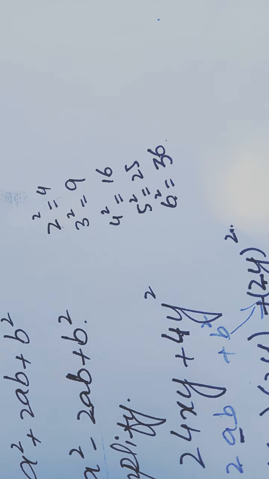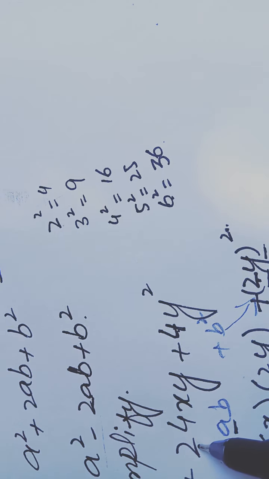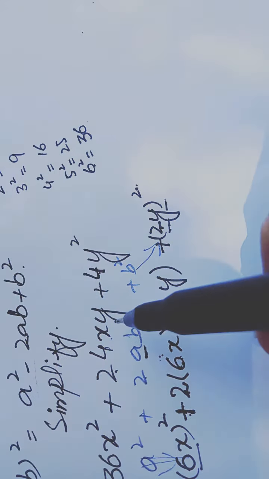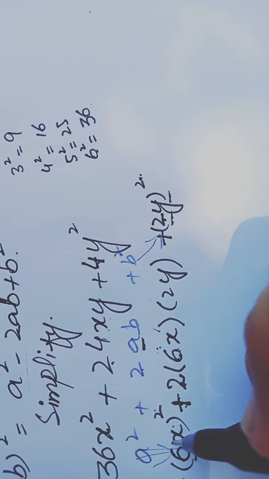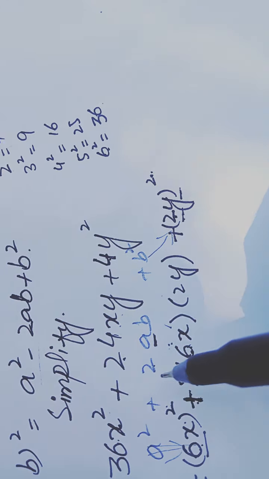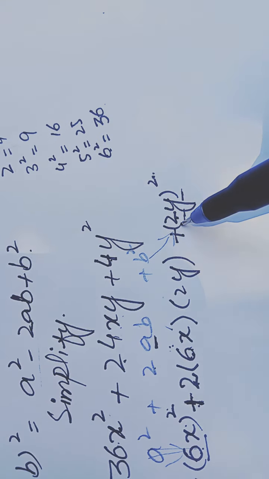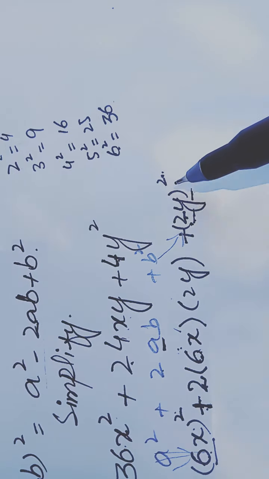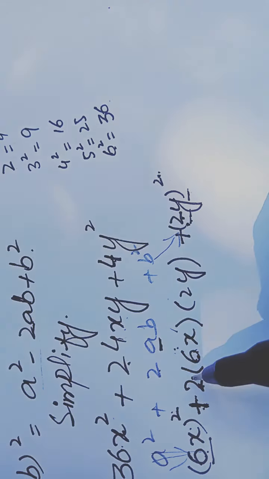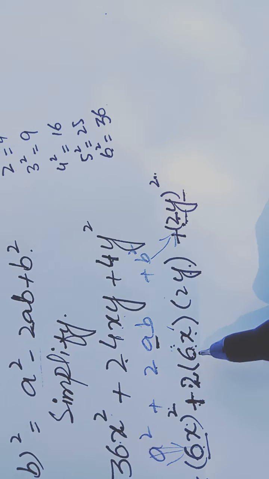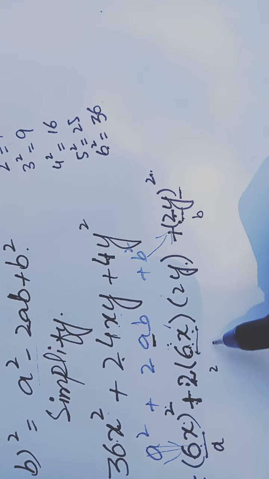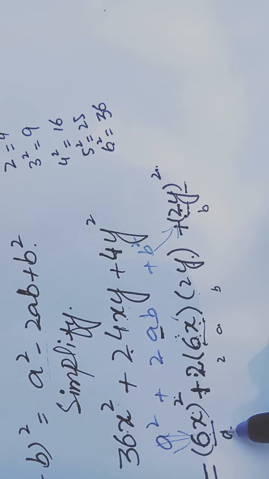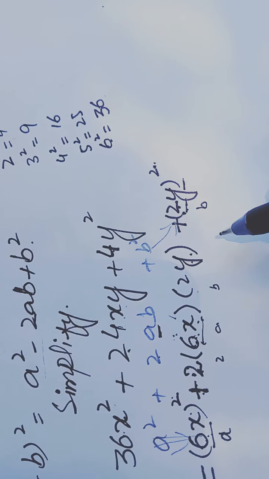So see, 2 sixes are 12, 12 twos are 24. Aren't these two terms the same? Yes, these two terms are the same. So 6x square is derived from 36x square, and 4y square we have converted into 2y whole square, and now we write it over here as 2ab. This is our a square, this is our b square, and this is 2ab. Clear? This is a square, this is b square, and this is 2ab.